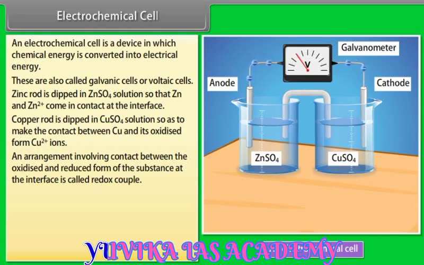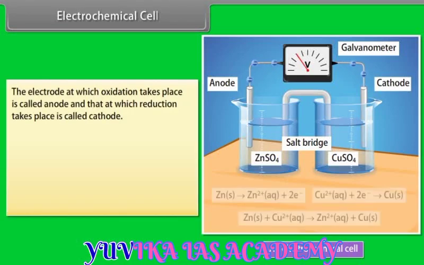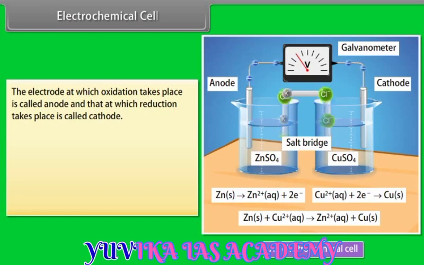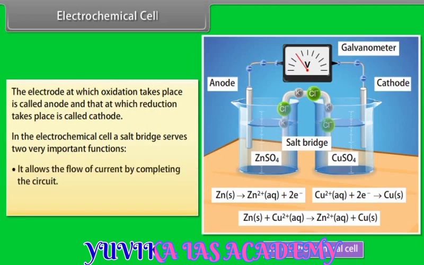The two metal rods act as electrodes and are connected by a conducting wire through a galvanometer. The two solutions are joined by an inverted U-tube known as a salt bridge. The U-tube is filled with an aqueous solution of some electrolyte. The electrode at which oxidation takes place is called the anode, and that at which reduction takes place is called the cathode. In the electrochemical cell, a salt bridge serves two very important functions. It allows the flow of current by completing the circuit. It maintains electrical neutrality.